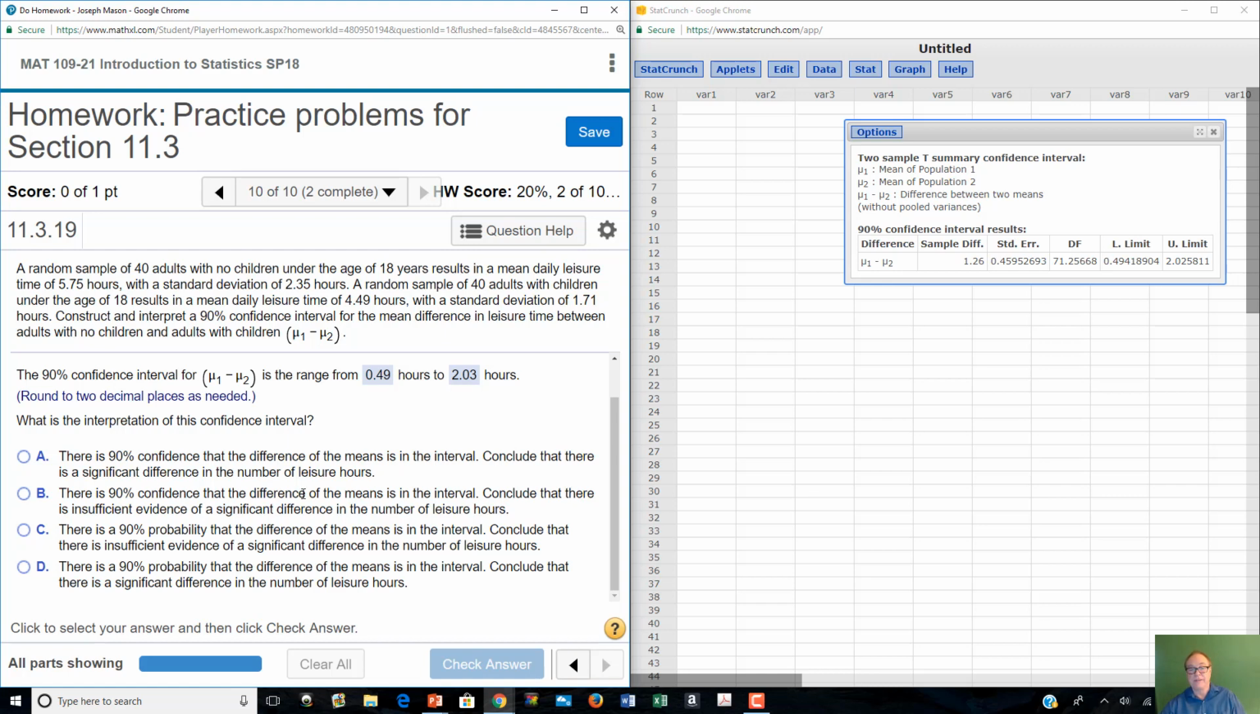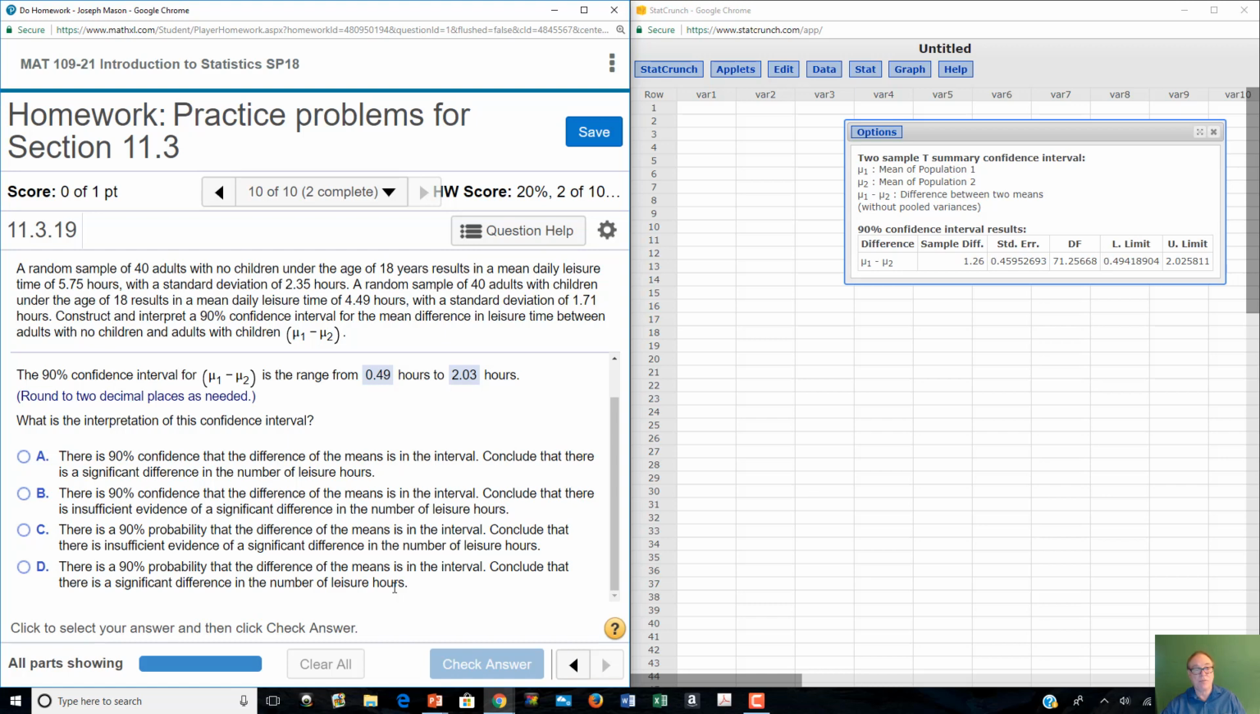So, there is 90% confidence that the difference of the means is in the interval. Conclude that there is significant difference in the number of leisure hours. Conclude, and all of these down here. There is a 90% probability the difference of the means is in the interval. Conclude that there is significant difference in the number of leisure hours.